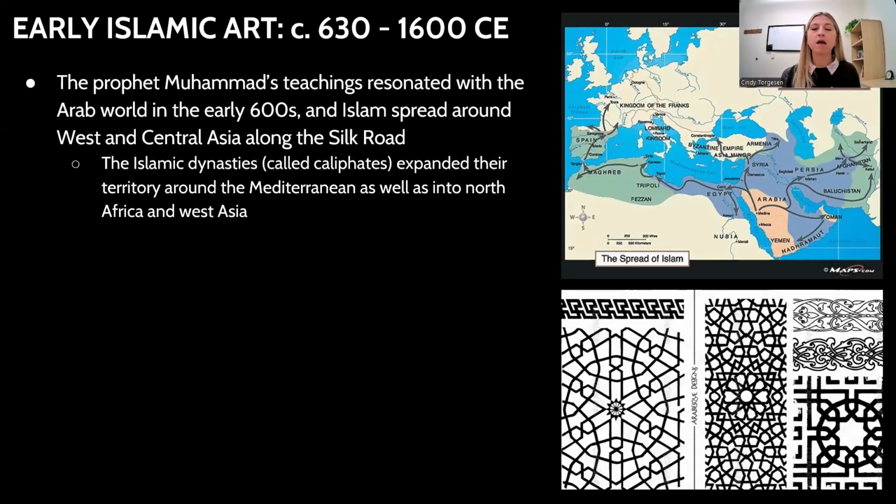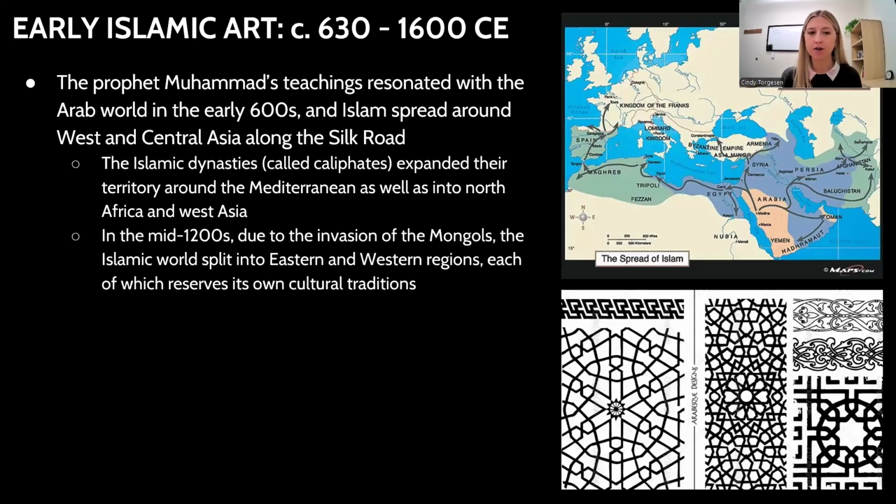There are Islamic dynasties that are known as caliphates. So essentially dynasties, like families and people in power who pass power down between generations, that expand all over the Mediterranean as well as North Africa and West Asia.